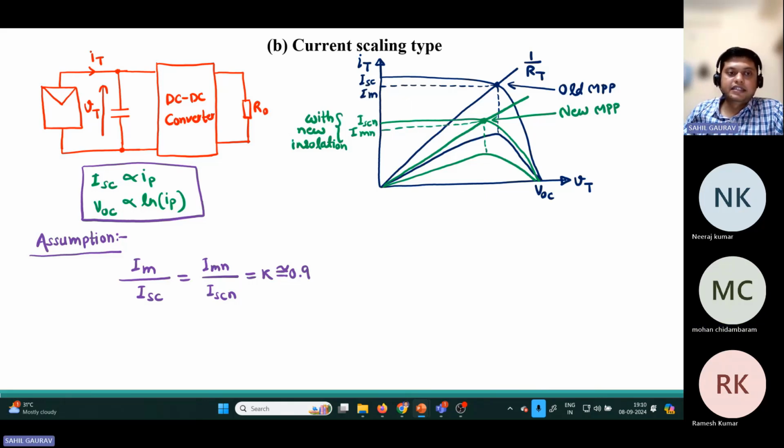Here you can see that the maximum power point current and the short circuit current vary, and you can assume they vary linearly with some constant K, which we can take as 0.9. So here you can write Im upon Isc equals Imn upon Iscn equals some constant K equals 0.9.